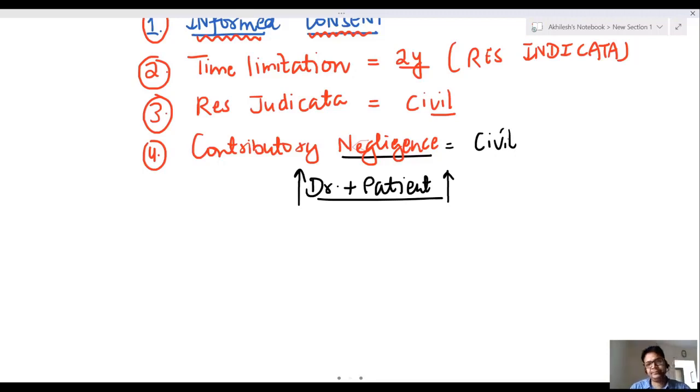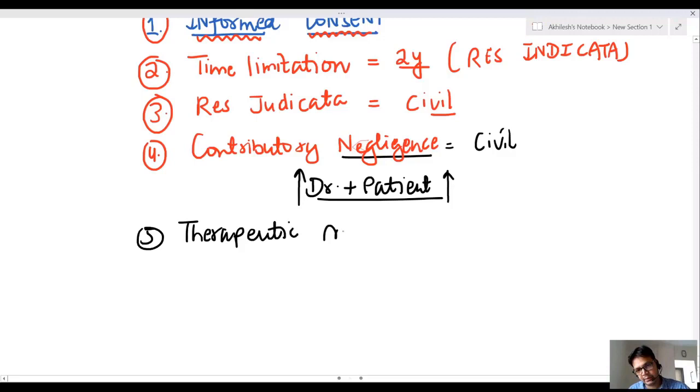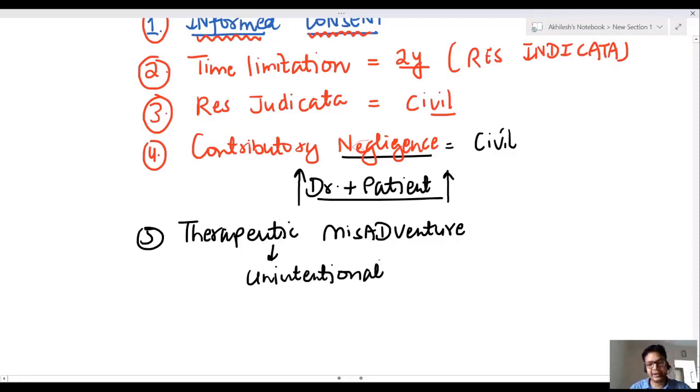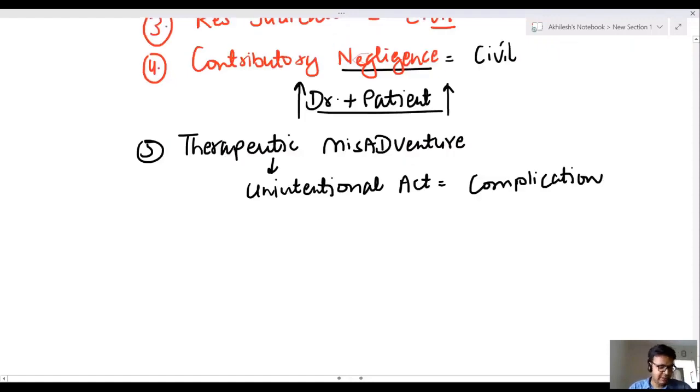Contributory negligence. Number 5, therapeutic misadventure. So what is therapeutic misadventure? Some unintentional act leading to a complication. This is known as therapeutic misadventure.